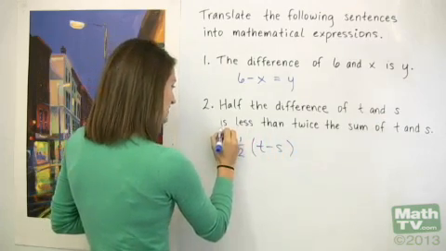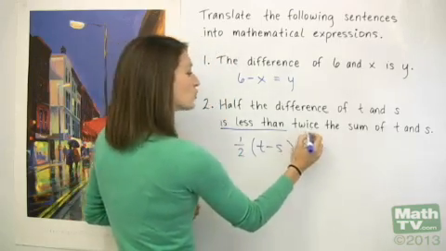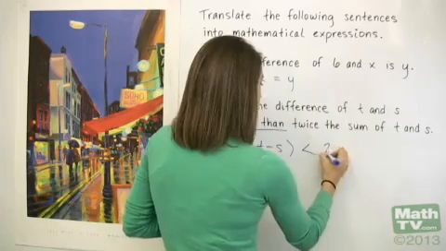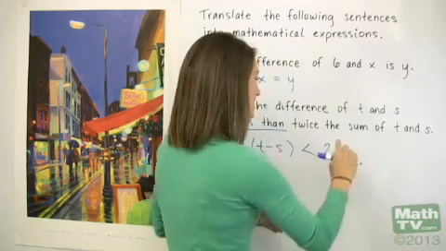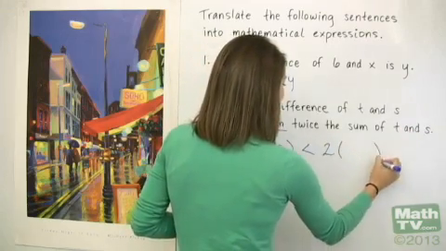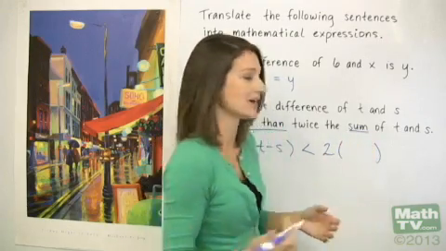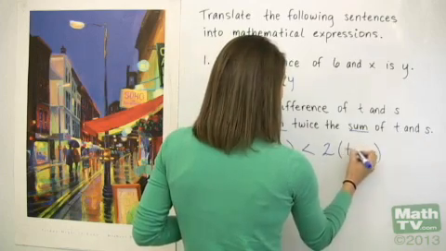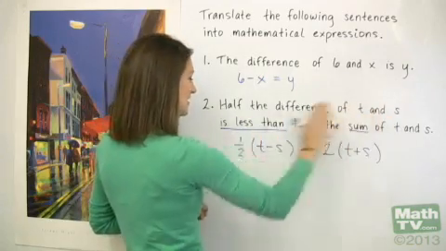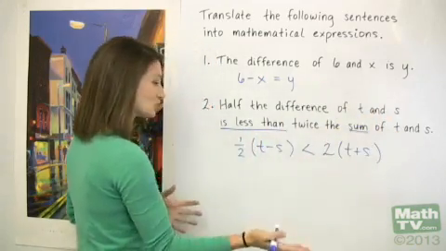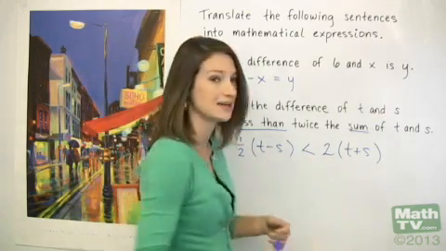Now moving on, this phrase is less than. This translates to our less than symbol. And then twice, we can represent by the number 2 because we're going to double the sum of t and s. Now again, this is a quantity, so we're going to use some parentheses again. And inside our parentheses, sum represents addition. So we're going to add a plus sign, and we're adding t and s. So t plus s goes inside our parentheses. So this sentence, half the difference of t and s is less than twice the sum of t and s, translates to 1/2 times (t minus s) is less than 2 times (t plus s).